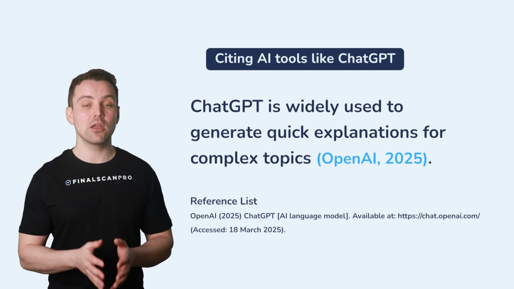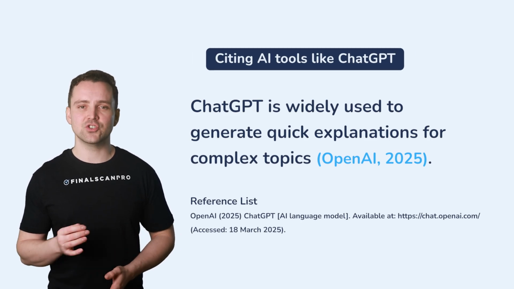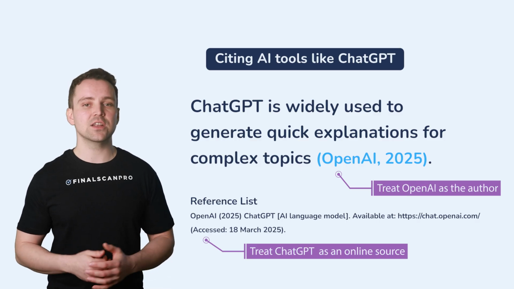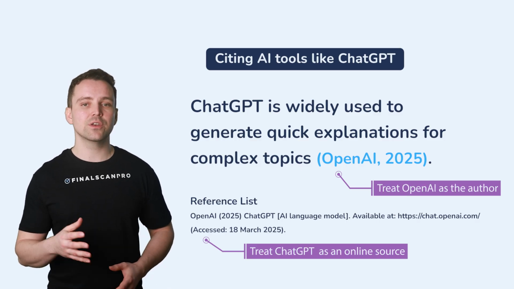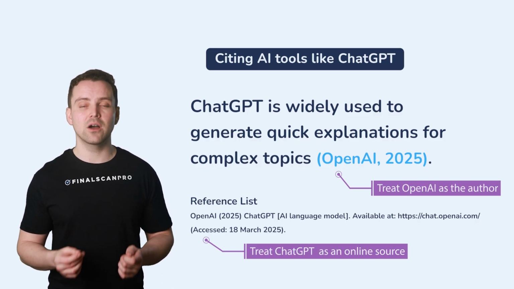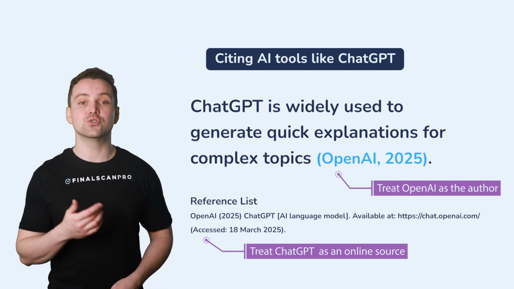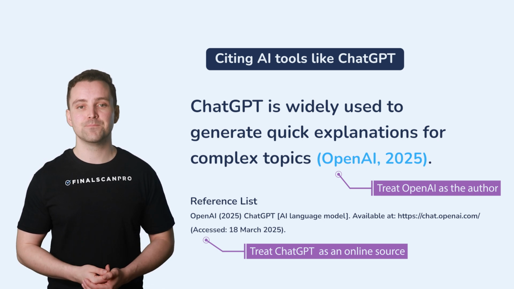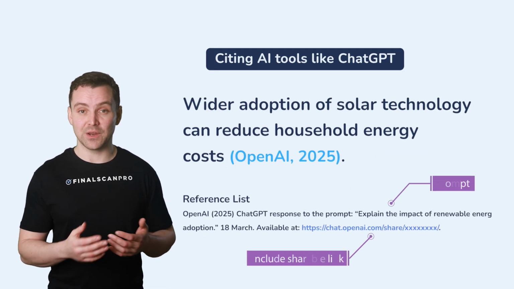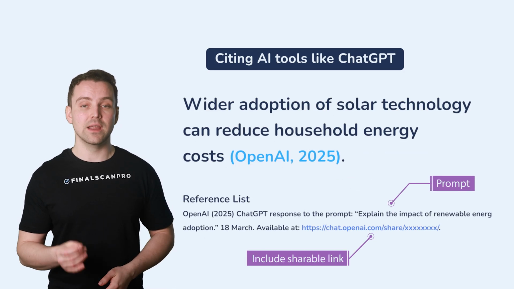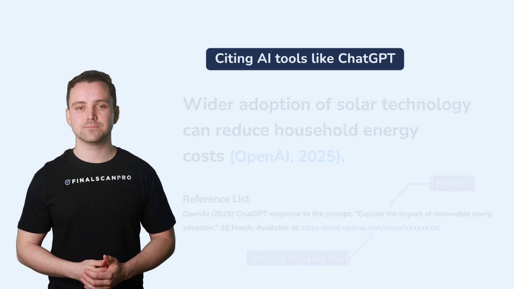When you're citing AI tools like ChatGPT, it's generally best to treat them like an online source. When including ChatGPT in the reference list, the organization behind the tool, OpenAI, is treated as the author, and ChatGPT's website is treated as an online source. If you're referring to a specific prompt, describe the prompt clearly in the reference. If available, include a shareable link as well.